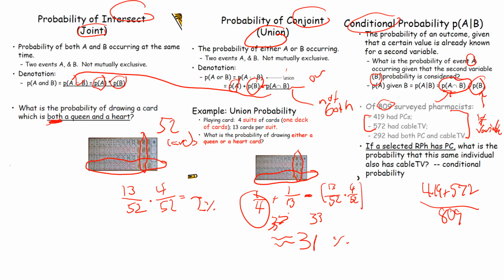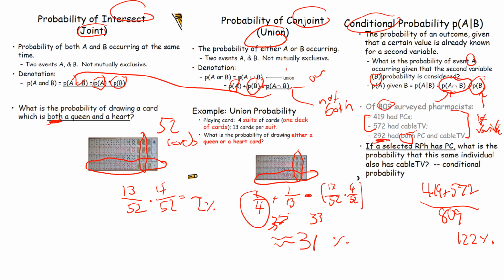What you find is that we actually have more than 100%, right? We have like 122% of people. How does that work? Well, the conjoint in this case is people that have both. And that's exactly what this problem is looking at. It's trying to find out how many have both. And that's what our conjoint is. So our conjoint is going to be this 292.